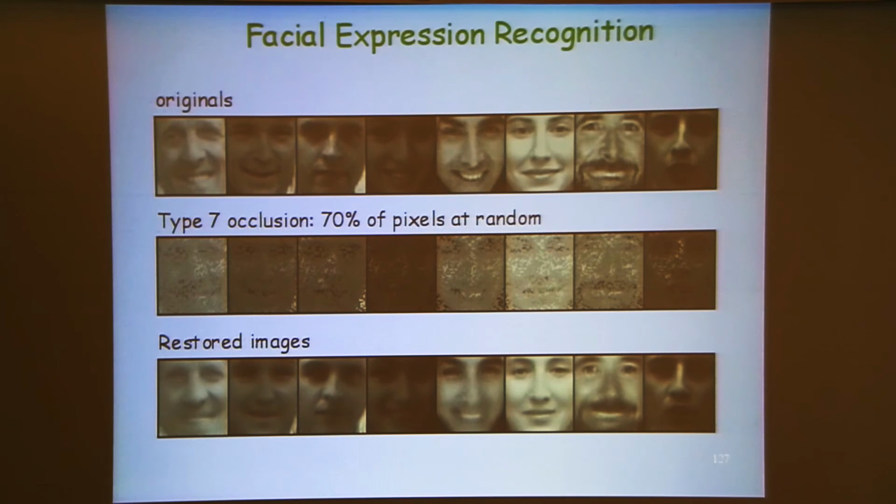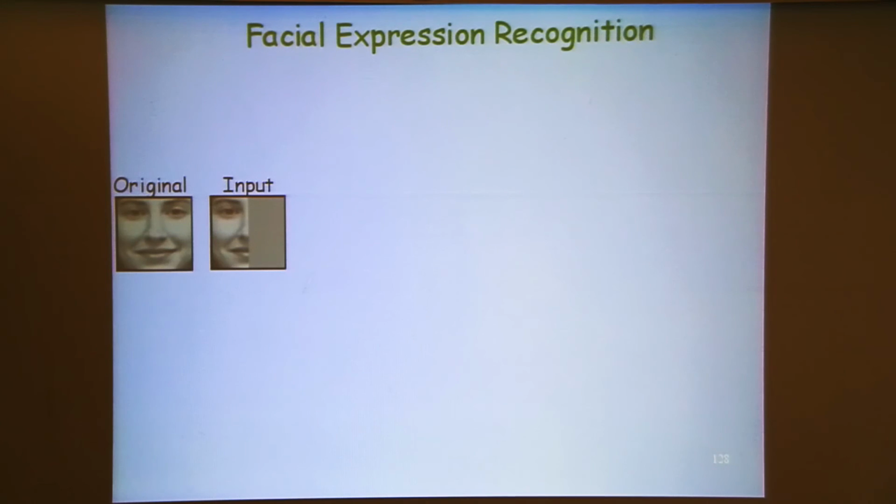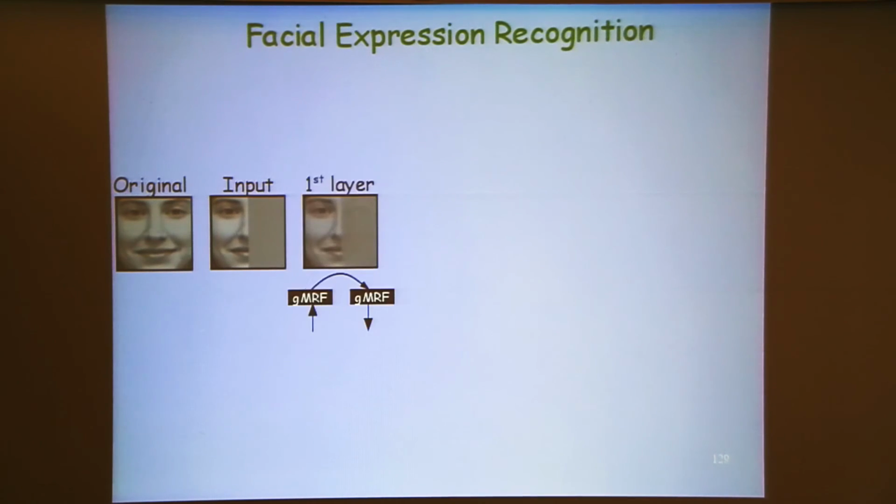70% of the pixels at random. This looks very tough for the human eye, but actually it's very easy for machines. Even linear interpolation does well in this task. And so basically here we have a zoom of what happens. So if you have the image, you occlude the right part. This is the best example that I could find, for the sake of presentation.